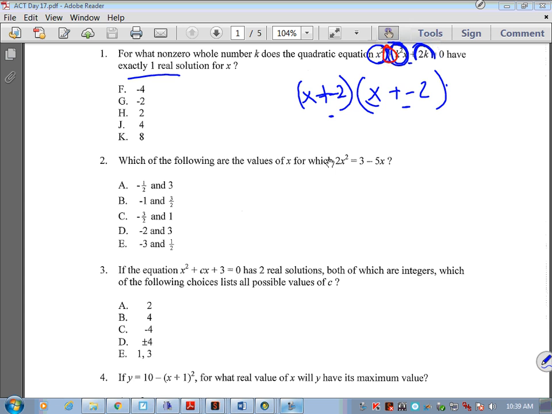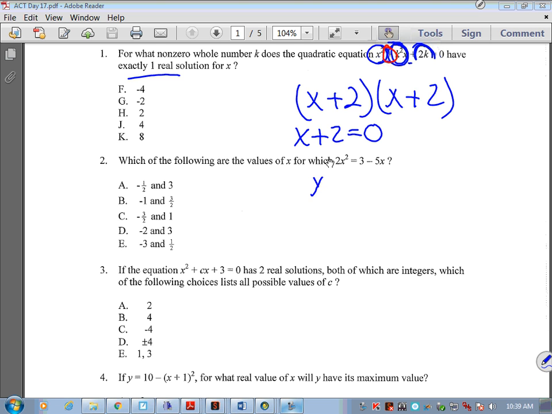So the first number that actually does work is 2, because it allows me x plus 2 times x plus 2, which comes out to 4x, plus 2 times 2, which is still 4, and that gives me one real solution. The one real solution is x plus 2 equals 0, so x equals negative 2. It's the only one that's going to give me one real solution. Everything else doesn't match up with the equation.